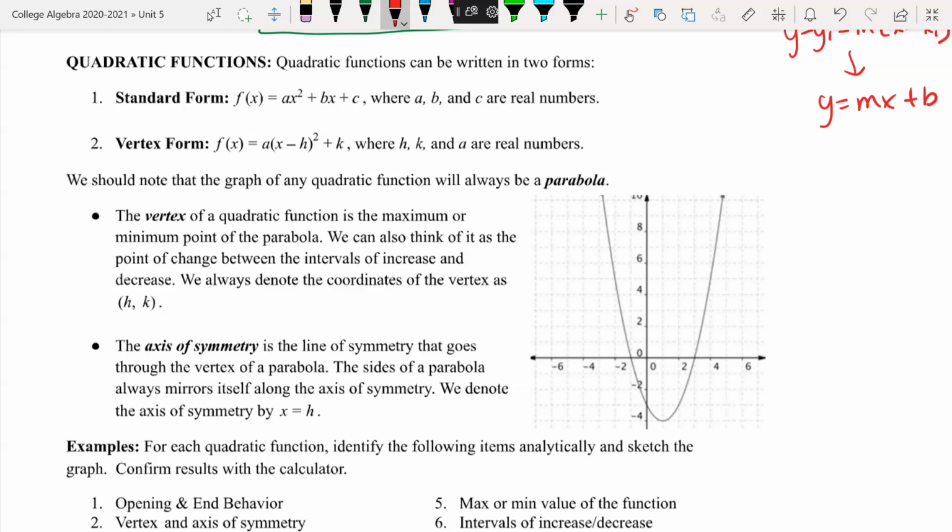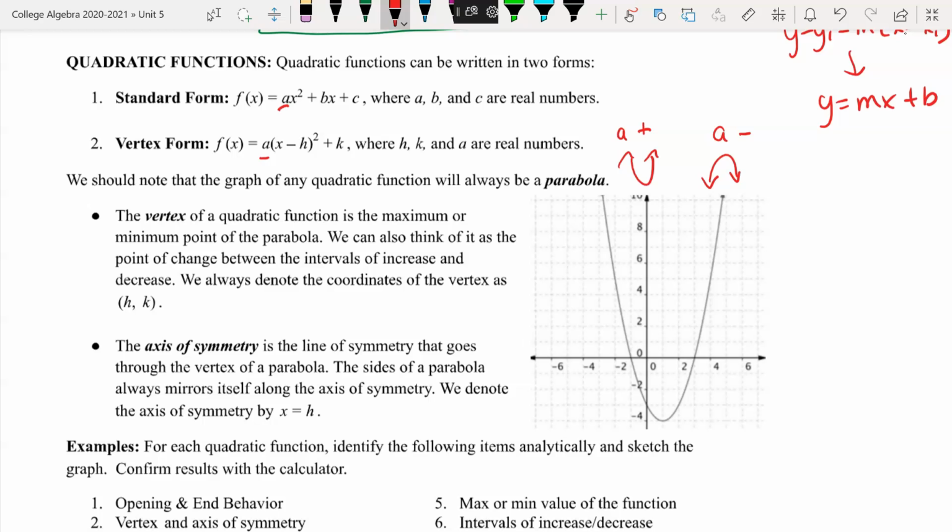So we should note that the graph of any quadratic function will always be a parabola. Remember, a parabola looks like up or downward. Okay, if it's upward, that means your a in both equations, depending on which form it's in, is positive. If it's downward, that means your a is negative. So you need to know that. We kind of talked about it a little bit whenever we do even and odd functions, but we just don't directly say it. All right?